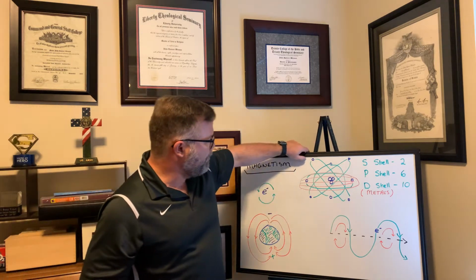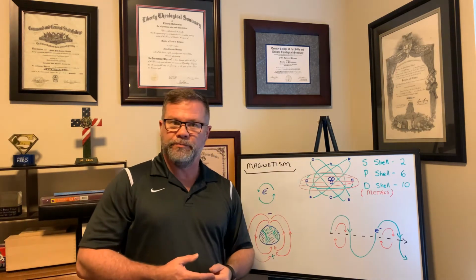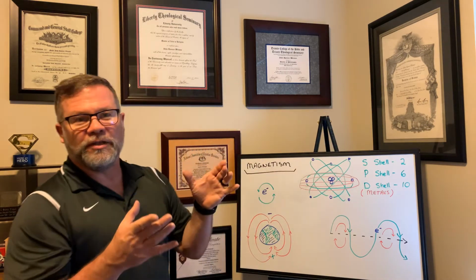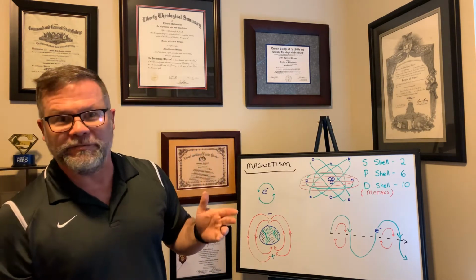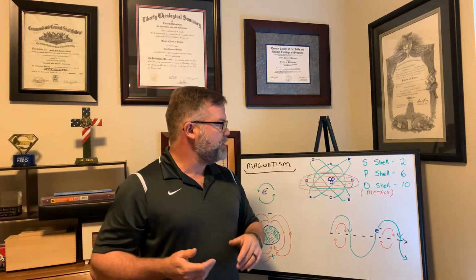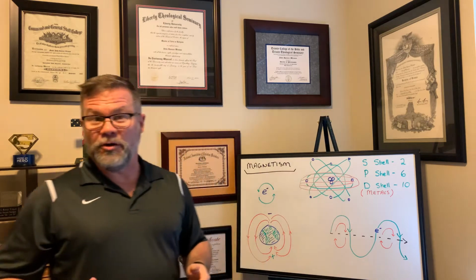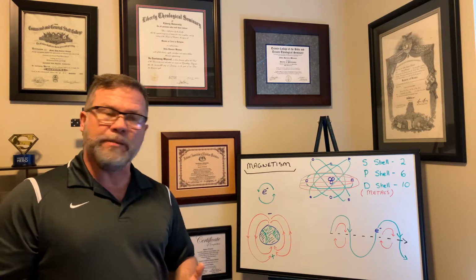Well, we start going back down to our atomic structures. We have our S shells, that's two. If those electrons spin, nobody can feel that. Same thing with the P shells. We got those three circles. They're not as strong either. There aren't enough of them to have an impact.